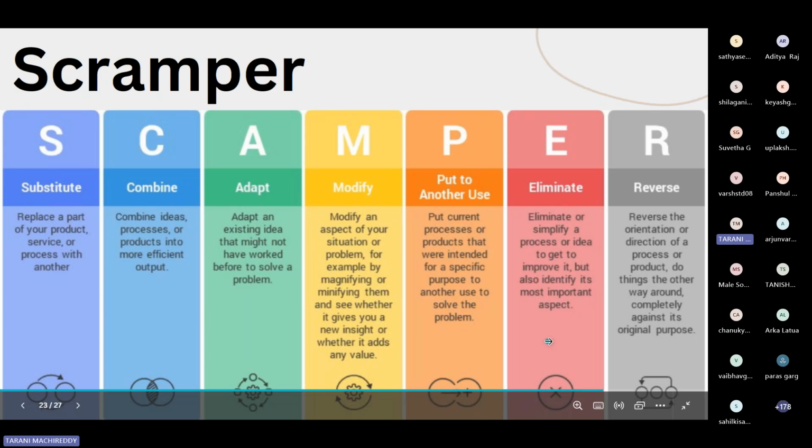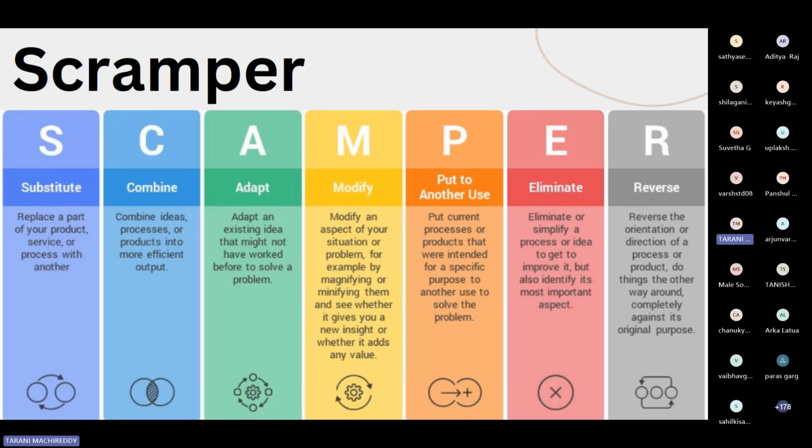And then E stands for eliminate. Eliminate or simplify a process or idea to improve it. So what can we eliminate from the existing product, like unnecessary stuff? Some bottles will be plain outside, so can we add some external grip? Some bottles will have some external grip outside, so can we remove that? That and all comes under the eliminate phase.